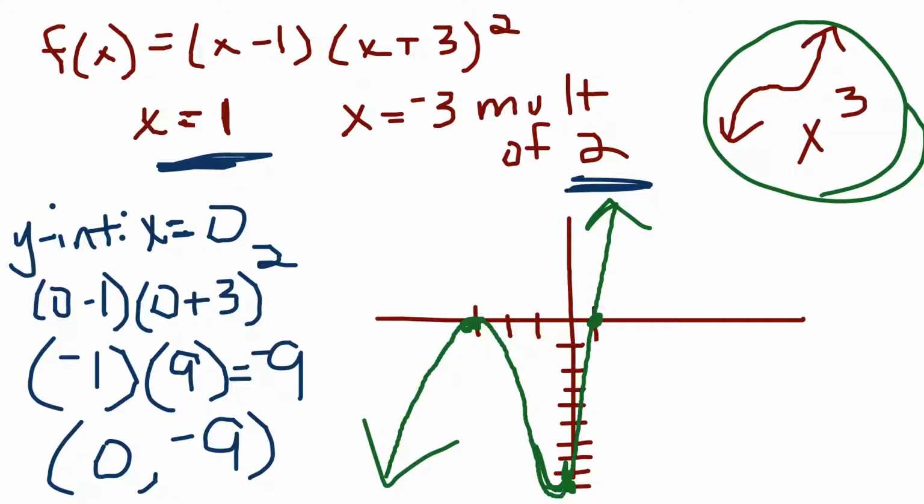Okay, so this is a general idea of how we can get a good idea of what the graph is going to look like for this particular polynomial function.